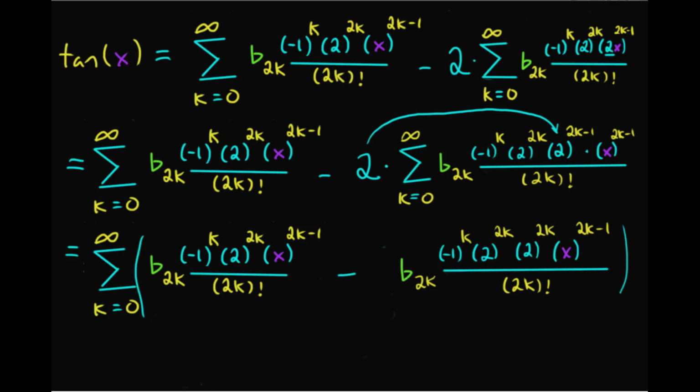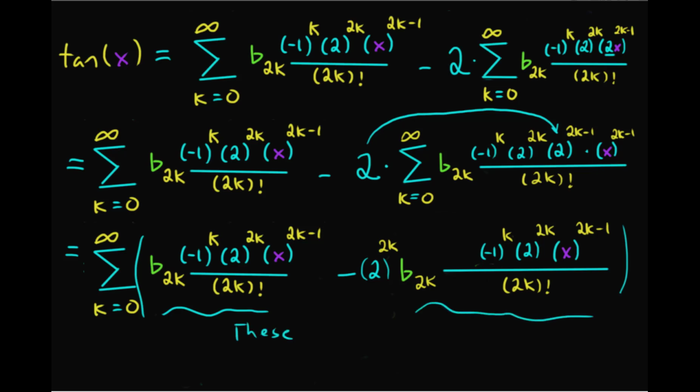Now, if you look at the numerator of my second term there, I have two factors of 2 to the 2k, so I'm just going to pull one of them out in front here. And why have I done that? Because it shows then that these two terms are actually identical to each other, except that the second one is being multiplied by a factor of 2 to the 2k. So we can go ahead and factor this.